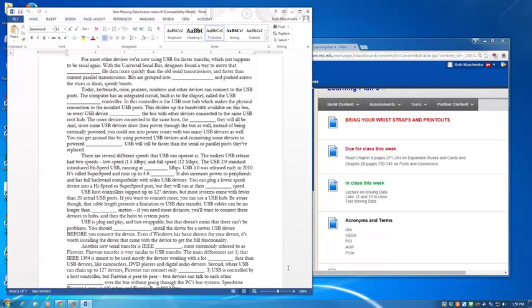With the Universal Serial Bus, designers found a way to move that single file data more quickly than the old serial transmissions and faster than current parallel transmissions. Bits are grouped into packets and pushed across the wires in short, speedy bursts. Today, keyboards, mice, printers, modems, and other devices can connect to the USB ports.